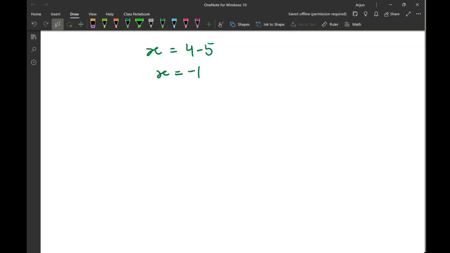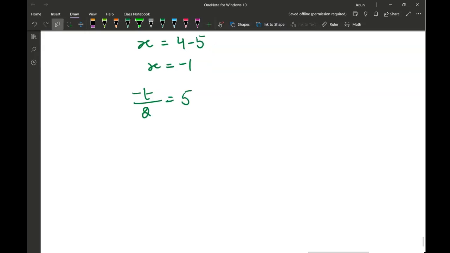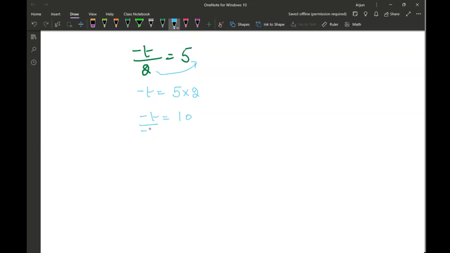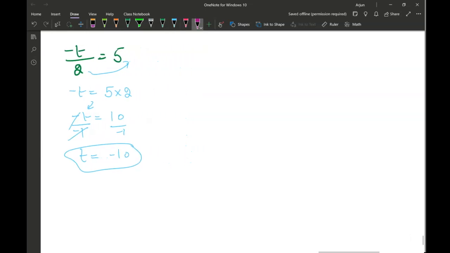And let's look into some more complicated problems. If the question is minus t upon 2 equal to 5, I wanted to find the value of t. So this 2 is going to move on the other side. Minus t equal to 5 times 2, and then minus t equal to 10. And now dividing both sides by negative 1, because I wanted to find the value of t, not the negative t. So this t has to be an isolated term. So 10 divided by minus 1 is minus 10, the final answer for this question.